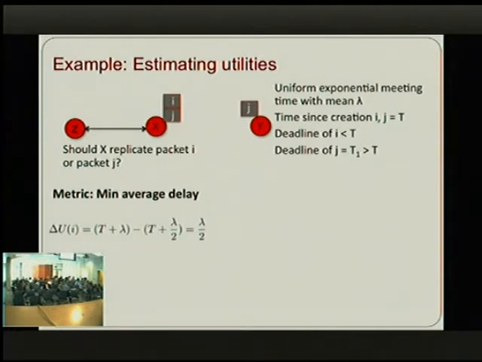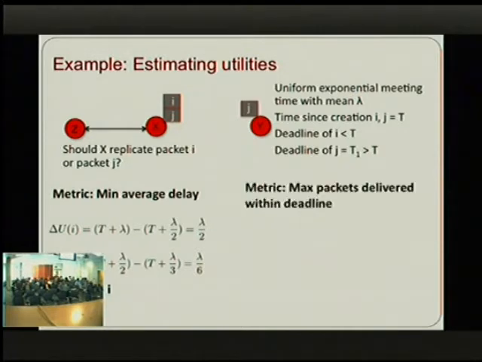Now, if I want to replicate J, I'll be going from 2 copies of the packet to 3 copies of the packet. So how much does my delay decrease by going to 3 copies of the packet? Again, because of uniform exponential meeting time assumption, the marginal utility is lambda over 6. And this sort of makes intuitive sense because the more replicas there are in the system, the less is the marginal utility of making more copies of this packet. So in this case, because the marginal utility of replicating I is higher, you would replicate I.